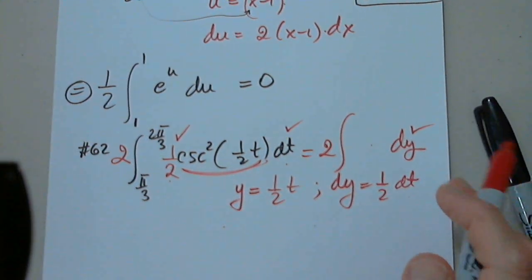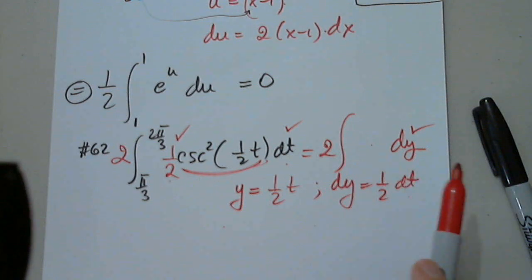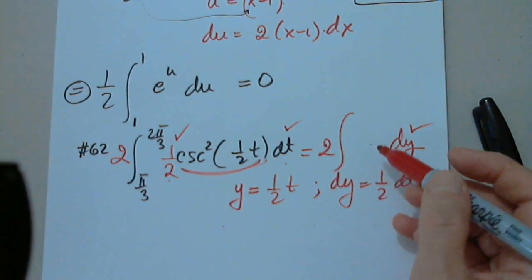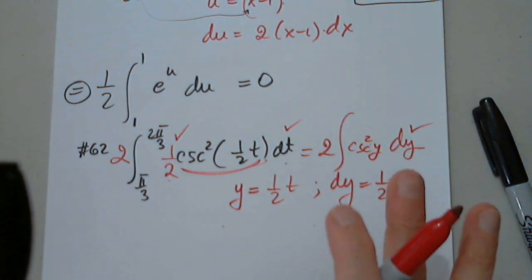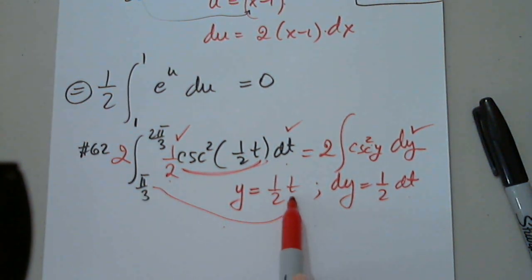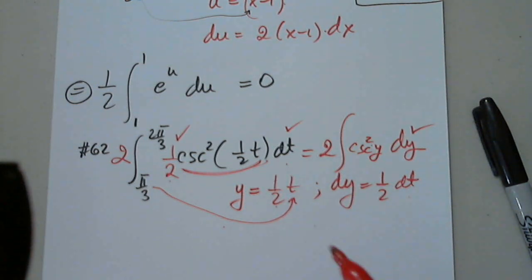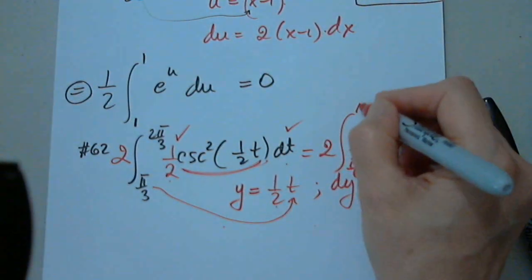Can anyone change this for us? Because I can no longer copy anything in t. When I move from t to y, I move completely from t to y. Cosecant squared y. That's it. Now careful with the limits of integration. When t is pi over 3, pi over 3 times 1 over 2 is pi over 6. When t is 2 pi over 3, we get pi over 3.